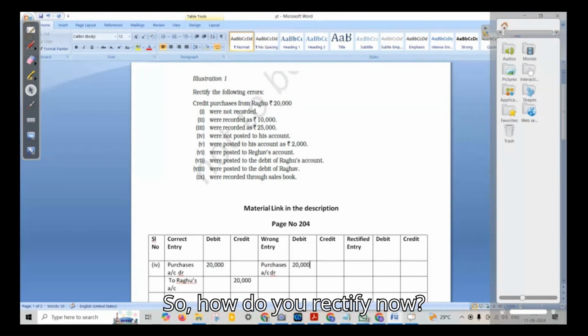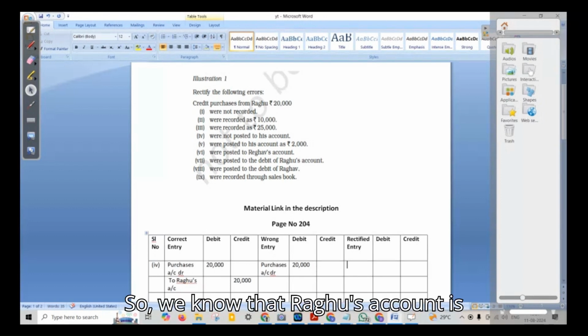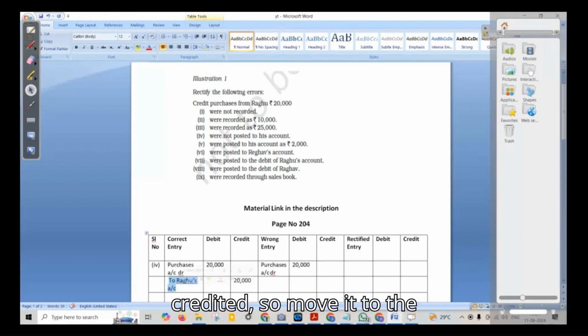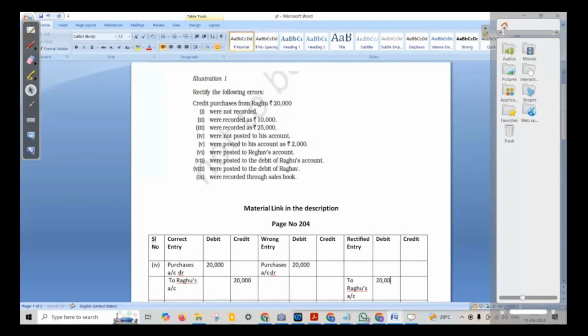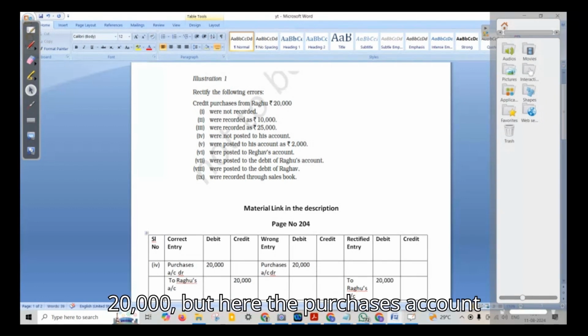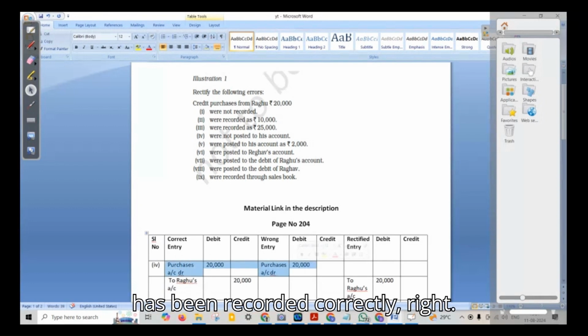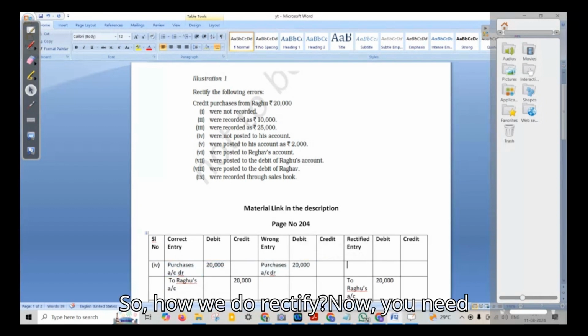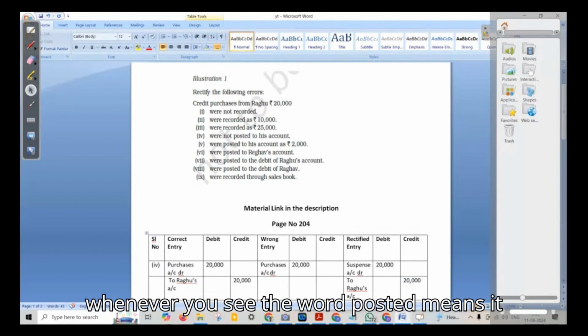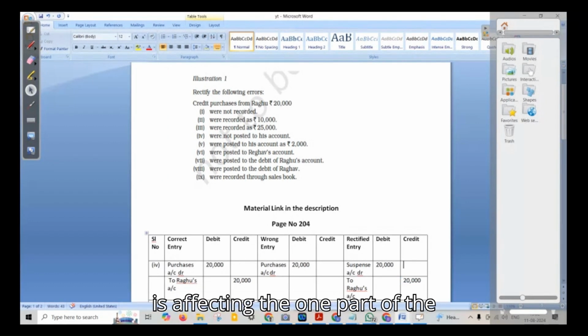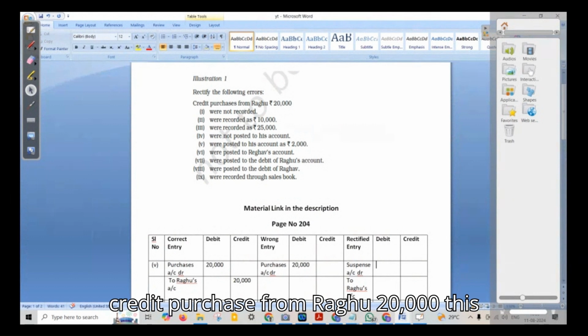So how do you rectify now? We know that Raghu's account is credited. So move it to Raghu's account, then write the amount as 20,000. But here the purchases account has been recorded correctly, right? So how will you rectify? Now you need to move this to suspense account. Whenever you see the word posted, it means it is affecting one part of the transaction, either debit or credit.